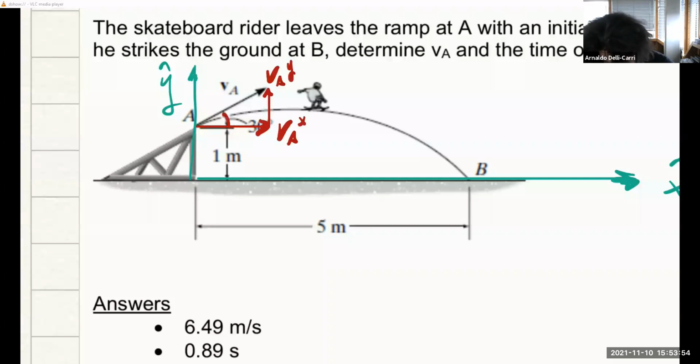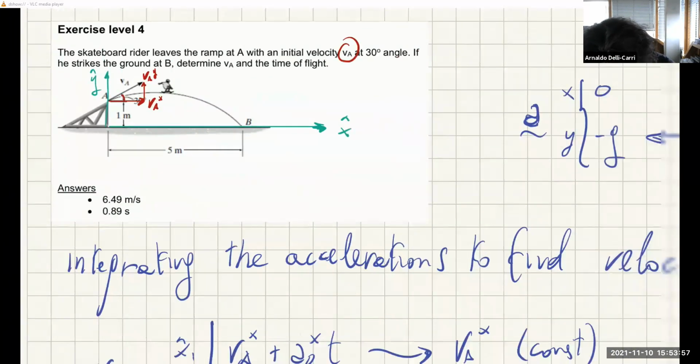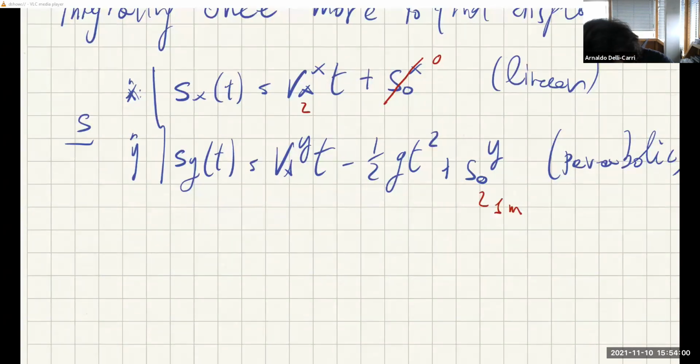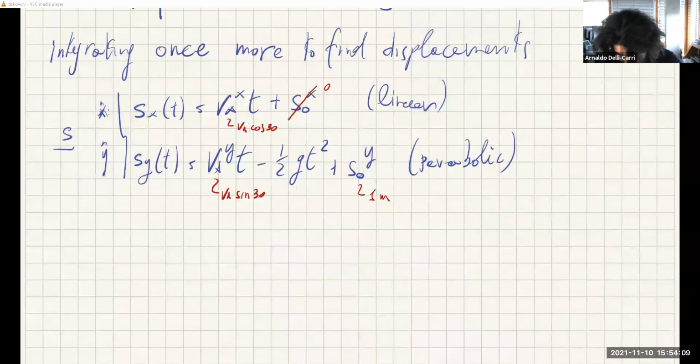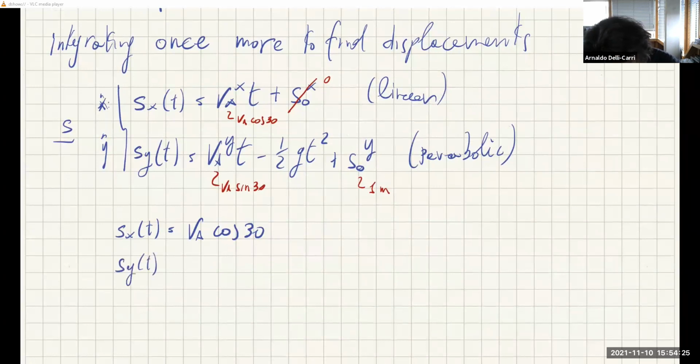And so we know that this angle is 30 degrees. So we know that VAX is VA cosine of 30, and VAY is VA sine of 30. So let's rewrite this by saying that Sx of t is VA cosine of 30, and that's it. And Sy of t is minus half gt squared plus VA sine of 30 plus 1.